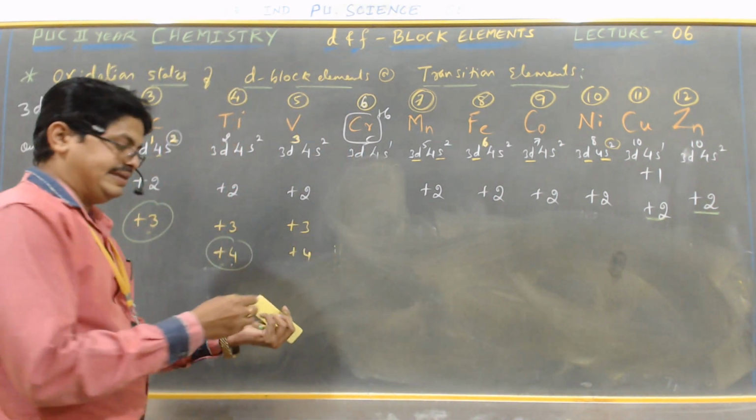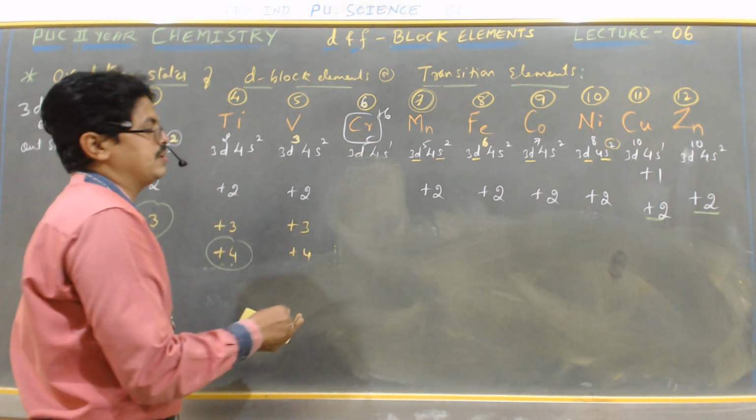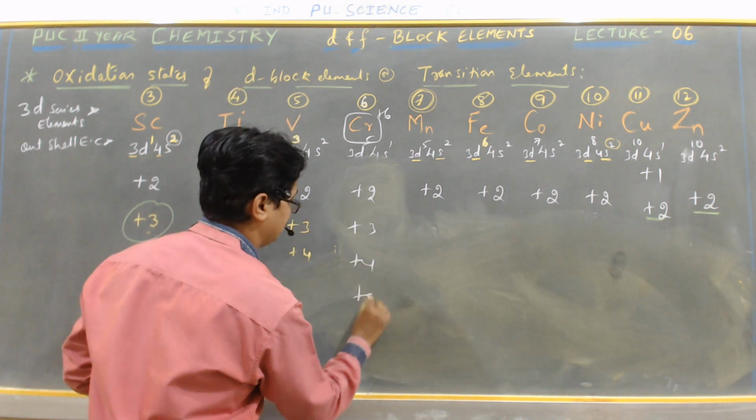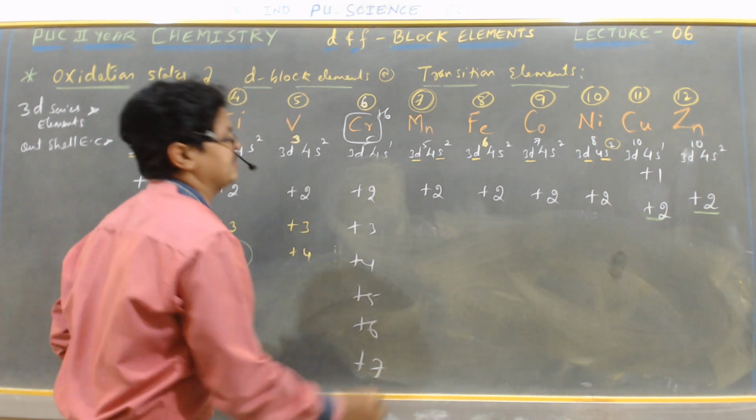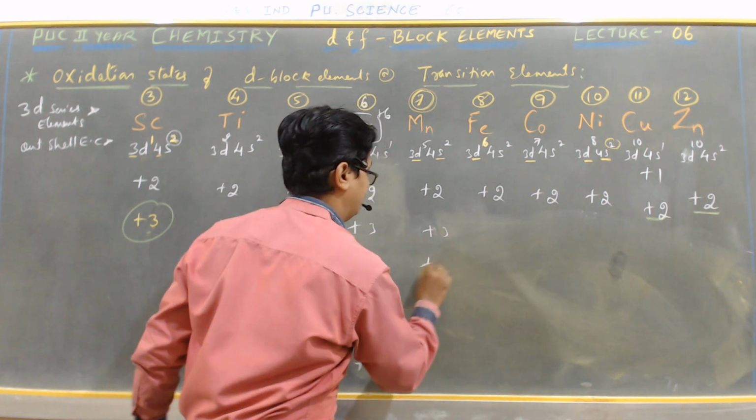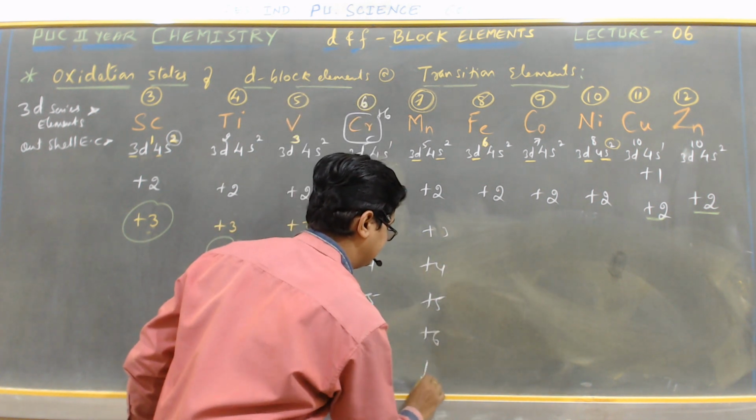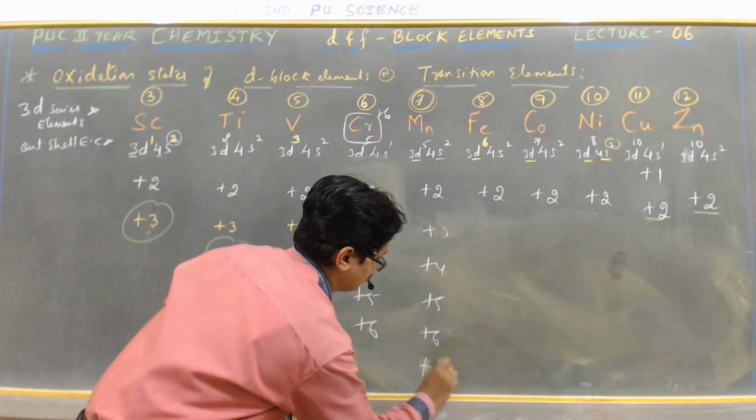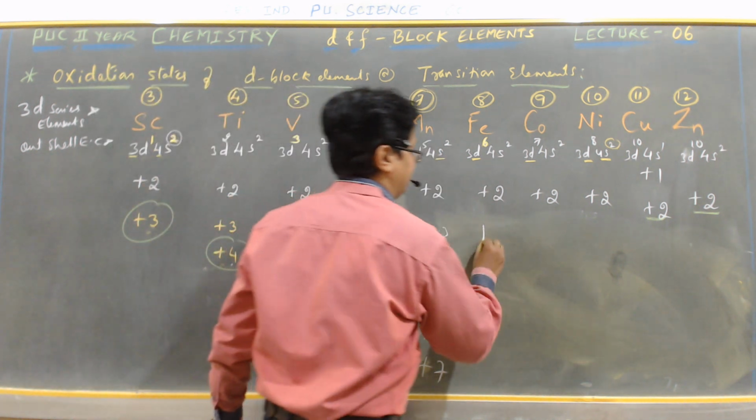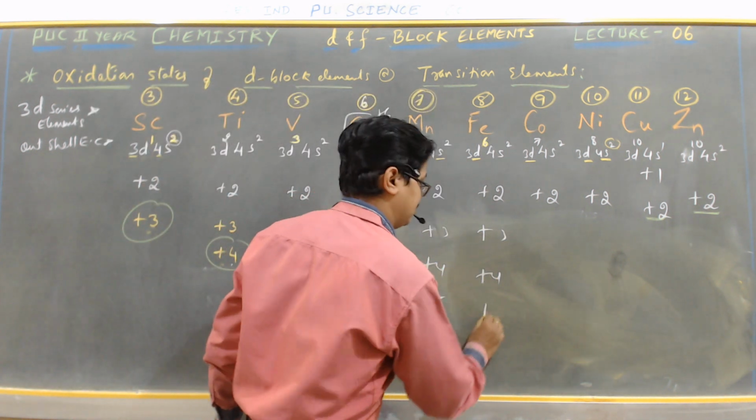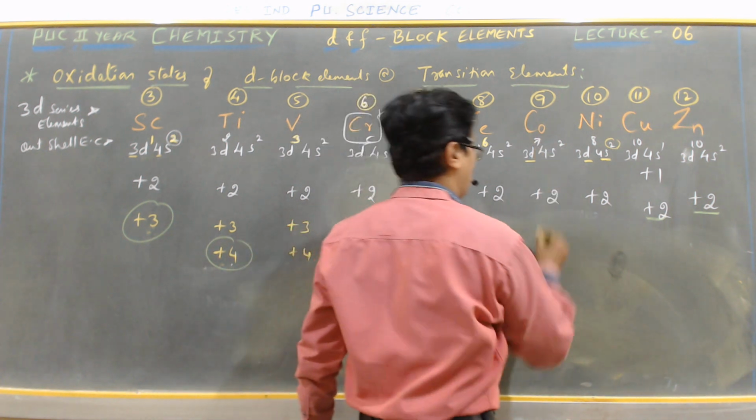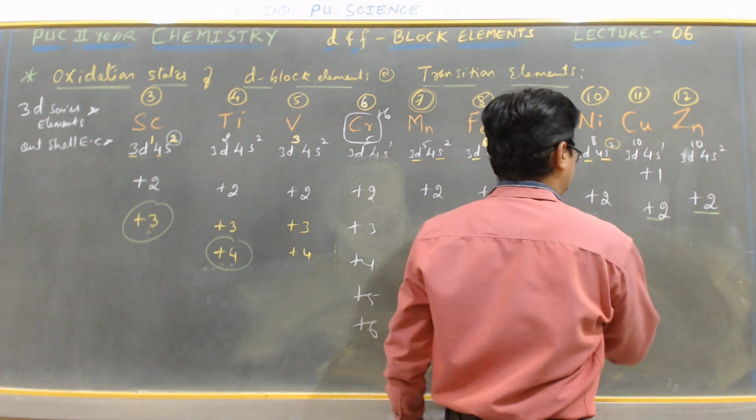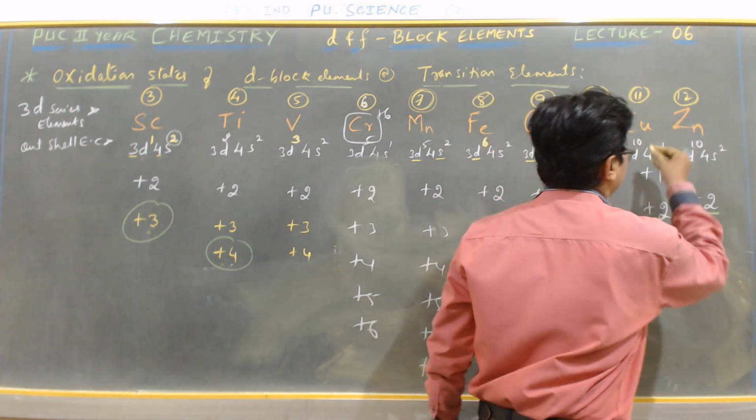chromium very rarely exhibits plus 1 oxidation state. Means it begins from plus 2, plus 3, plus 4, plus 5, plus 6, plus 7. Manganese also plus 2, plus 3, plus 4, plus 5, plus 6, sorry, this is plus 7. Iron plus 2, plus 3 and plus 4, plus 5, plus 6. Cobalt plus 2, plus 3, plus 4, plus 5. Nickel plus 3 and plus 4. Copper is plus 2.